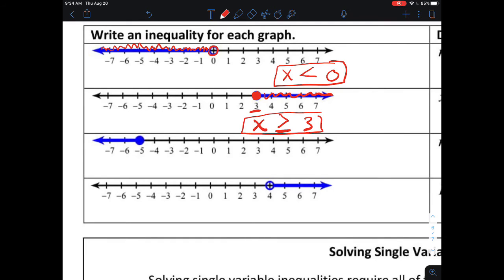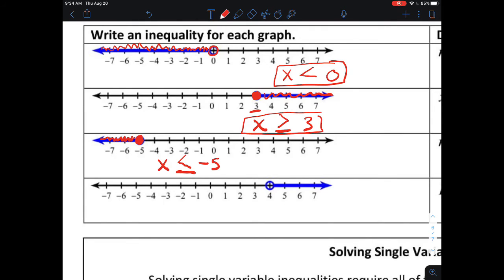Next one, right below it, we're starting at -5. We have a solid circle, and we're shaded to the left. So x relative to -5 includes all numbers smaller than -5, which means the inequality sign has to open towards the -5, and the x is on the pointed side. We have to include the -5 because of the closed circle.